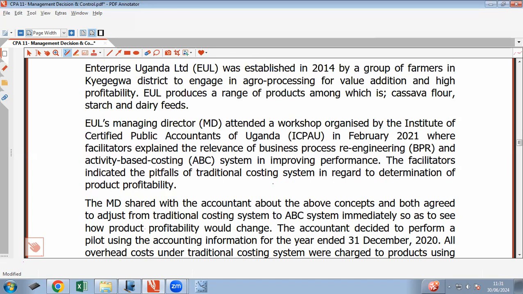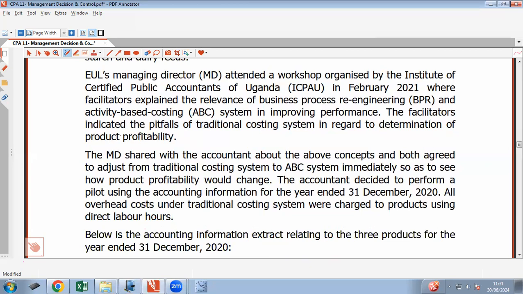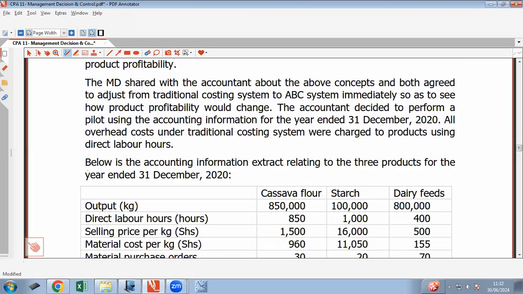Facilitators indicated the pitfalls of traditional costing system in regard to determination of product profitability. The MD shared with the accountant about the above concepts, and both agreed to adjust from traditional costing system to ABC system immediately so as to see how product profitability would change. The accountant decided to perform a pilot using accounting information for the year ended 31st December 2020. All overhead costs under traditional costing were charged to products using direct labor hours. Below is the accounting information extract relating to these three products for the year ending 2020.